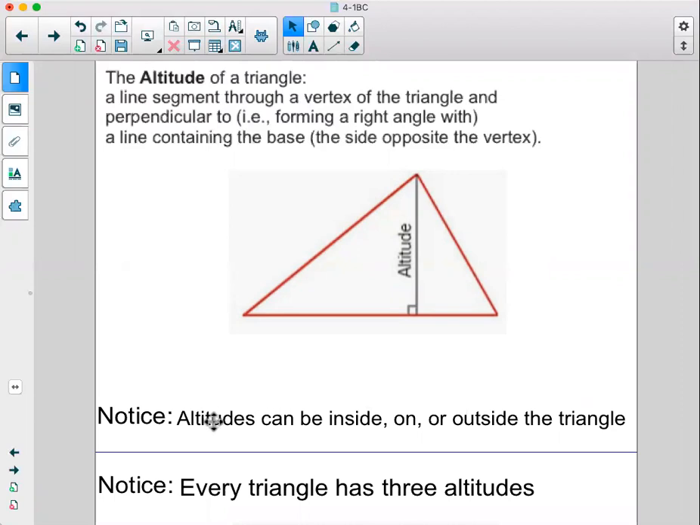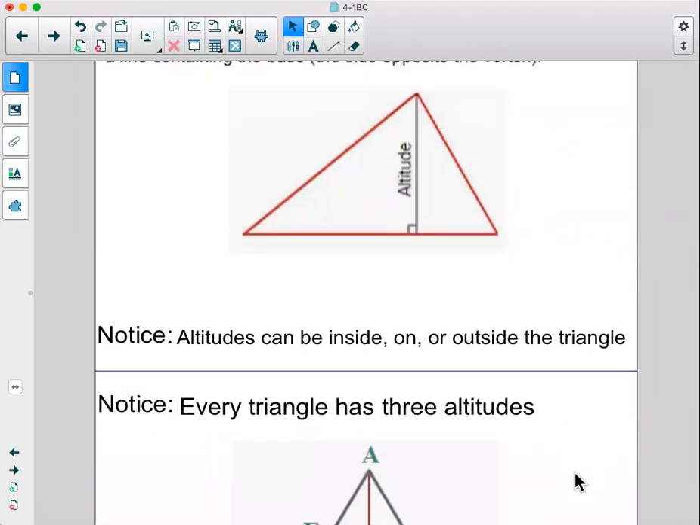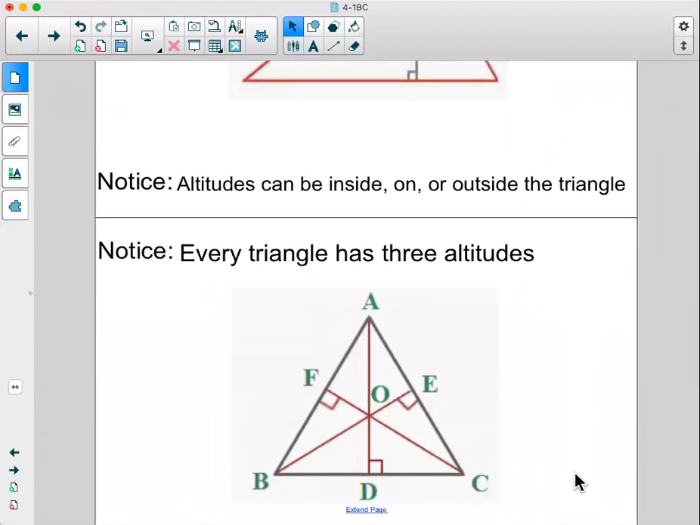Now, with altitudes, they could be inside, on, or outside the triangle, and I'll be modeling that. And notice every triangle has three altitudes, because they have three vertices and the vertex is the starting point. So from triangle ABC, I can go from vertex A, make a right angle with the opposite side. I could start at vertex B and make a right angle with the opposite side. Or I could start at vertex C and make a right angle with the opposite side. So every triangle has three possible altitudes.